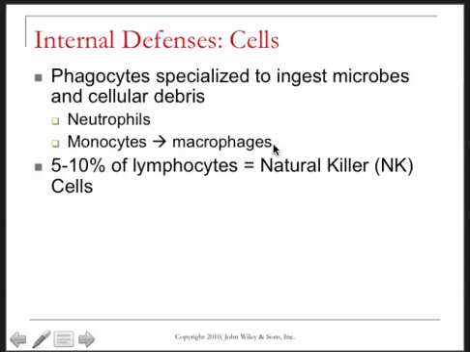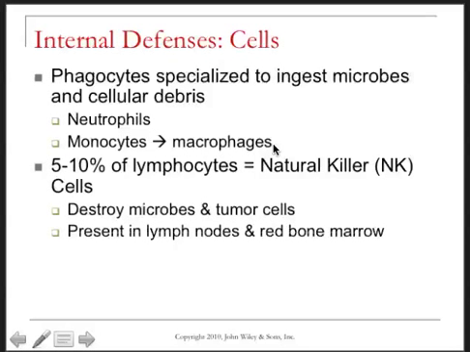5 to 10% of these lymphocytes are what we call natural killer cells. They destroy microbes and tumor cells, and they're present in the lymph nodes and the red bone marrow. And essentially what they do is they show up at the site of infected tissue, punch holes in it, and cause it to die.